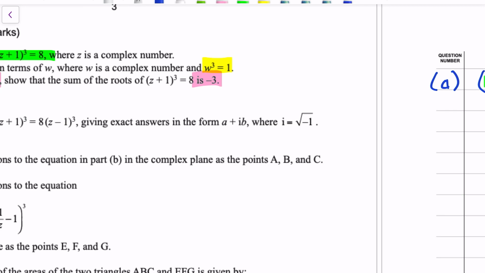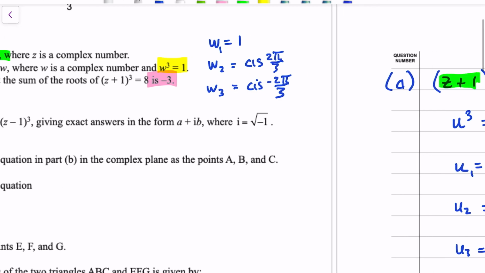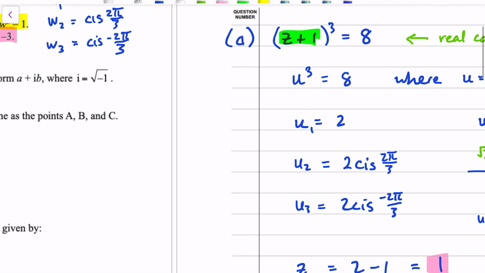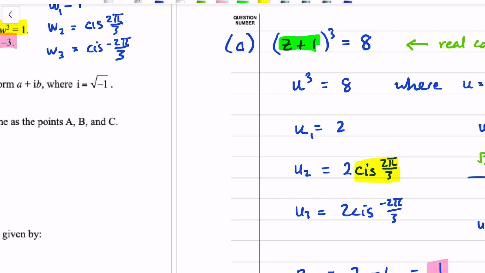Okay, w cubed equals 1 has 3 solutions. w equals 1, let's call it w1. w2 equals cis 2 pi over 3. And w3 is equal to cis minus 2 pi over 3. Very, very similar to the problem I solved, which was u cubed equals 8. So if we go back to the work we've already done with the u cubed equals 8 business, that bit there is one of the w values. That bit there is another w value.